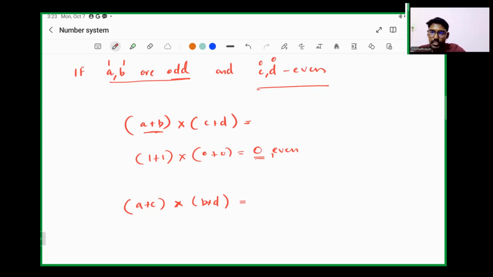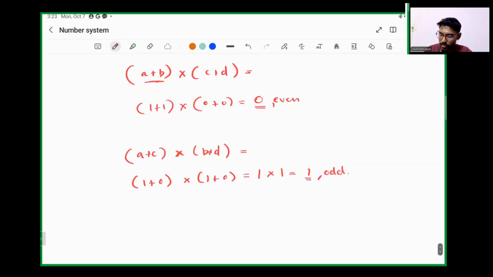Just give the same values. So A is 1, C we gave 0. So 1 plus 0 into B is 1, D is 0. 1 plus 0 into 1 plus 0. So 1 plus 0 is 1, 1 into 1. 1 into 1 is 1. 1 is odd. So it will be odd. That's it. So one more question.